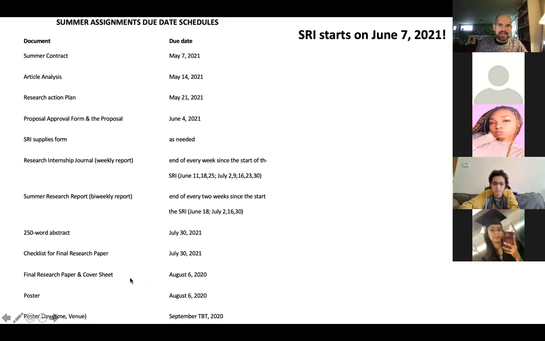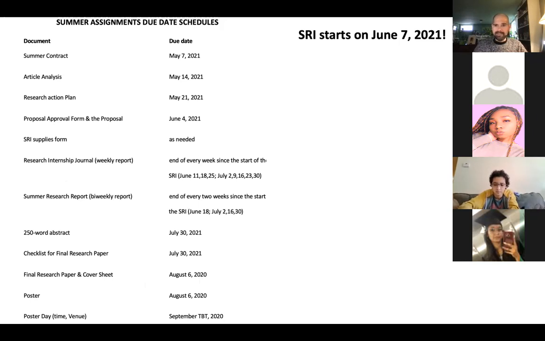Then on August 6th, a week after you're done conducting the research, you will have to submit the paper that you have written based on the research that you conducted. You would also submit a research poster that is going to be used for presentations at a later date, which is very likely to be in September.